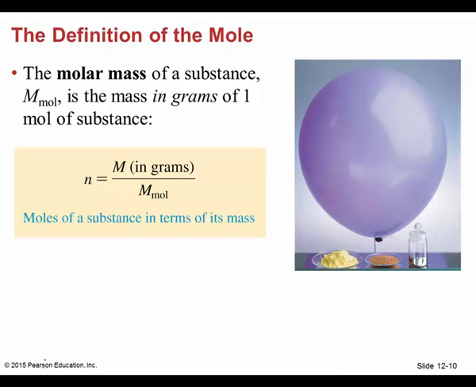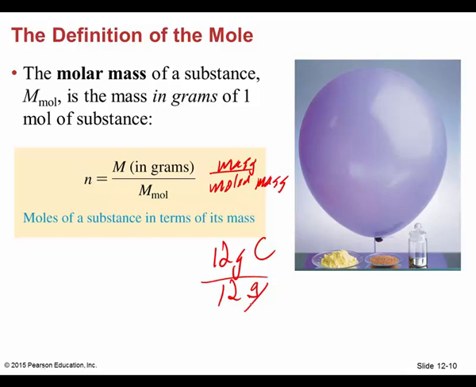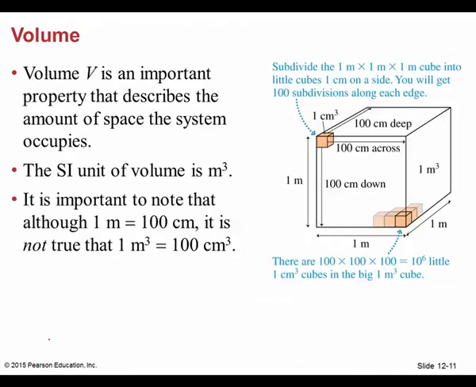So, if we take the mass and divide it by its molar mass, we can find the number of moles. And just like I said, if we have 12 grams of carbon, and we know that the molar mass is 12 grams per mole, then we have 1 mole of carbon. Okay, it's that simple, all right? And you probably did that in chemistry.